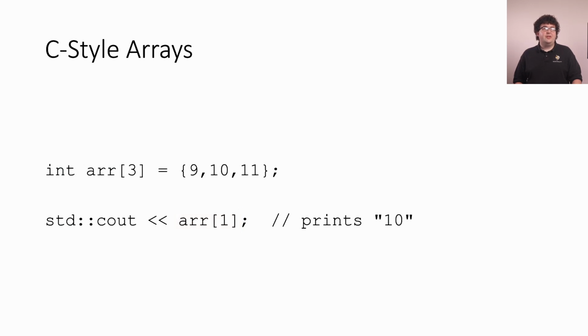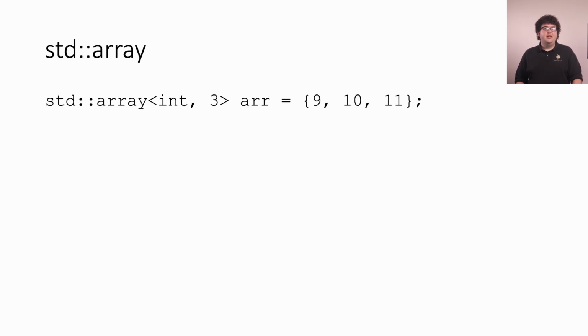While these language-level arrays can sometimes be useful, it's usually easier to use one of the container types provided by the standard library. The first one we'll look at is std::array. This container holds an array of elements where all the elements are the same type, and the size of the array is fixed at compile time. Here's what our array of 3 ints looks like as a std::array.